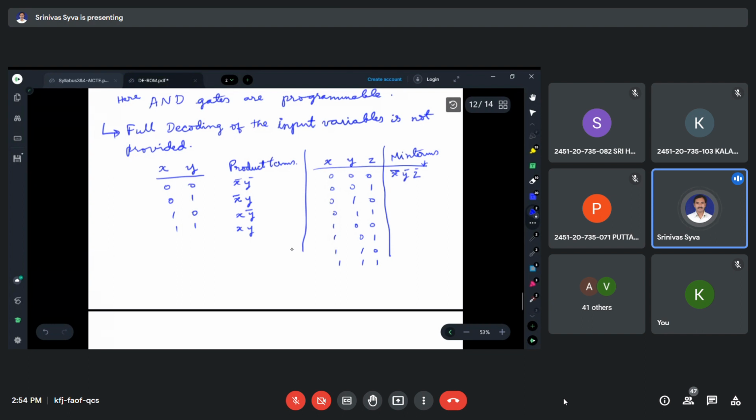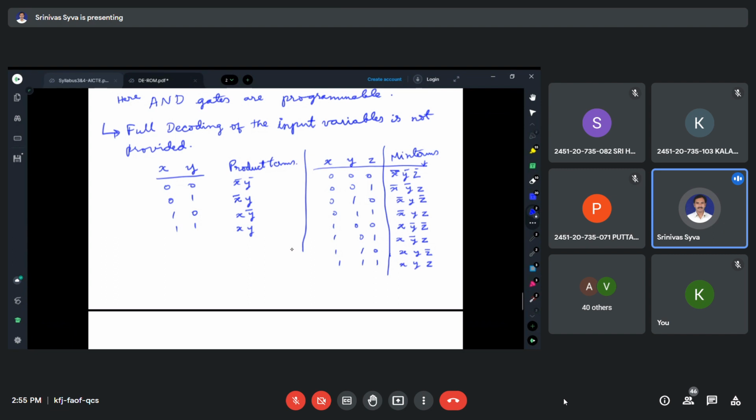All these are min terms. Here x y z is 001, here x y z is 010, like this. Here x bar y z, here x y z bar, like this. So these are called min terms.